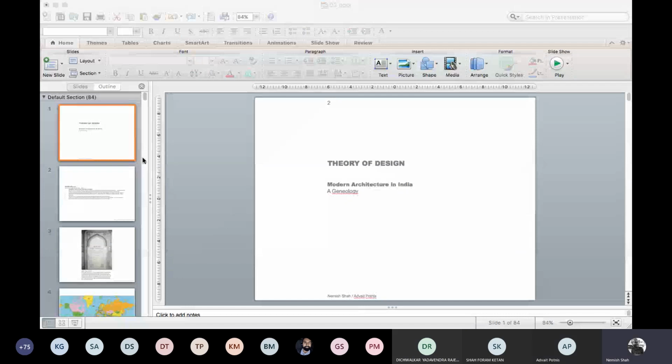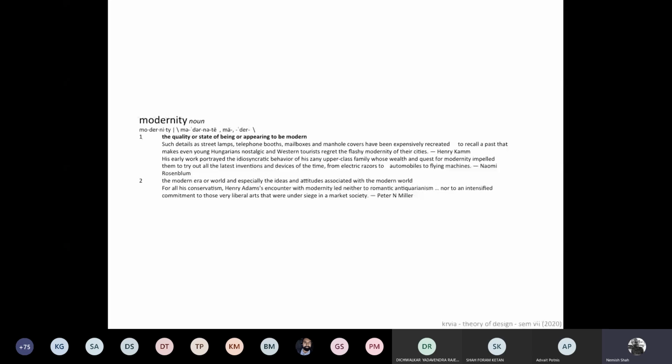Okay. So last time we spoke about the genealogy of modern architecture in India, and we reached up to the point of independence or something like that. We spoke about this idea of modernity, which is different from the idea of modernism and modern. I am just reiterating this slide because that is actually the crux of what we are talking about throughout the whole semester, that it is modernity which is very important.